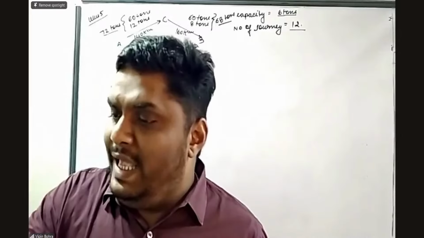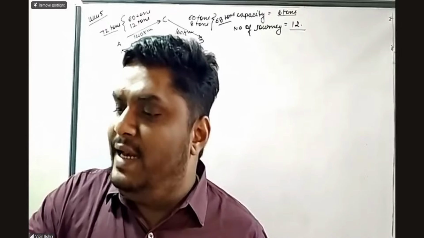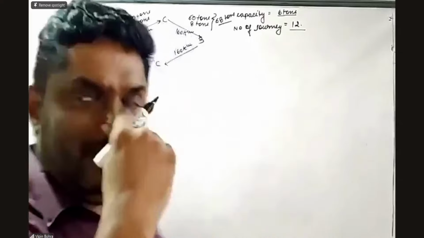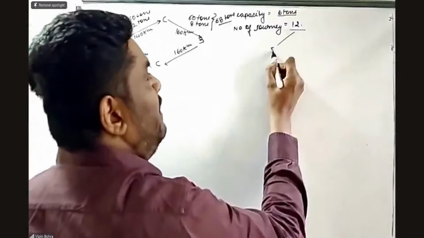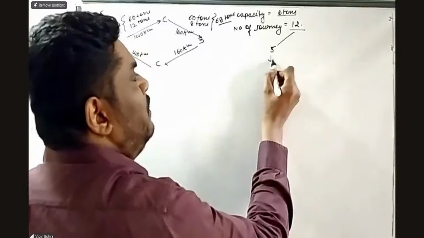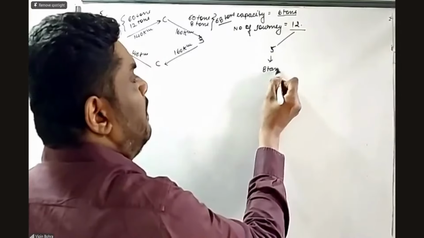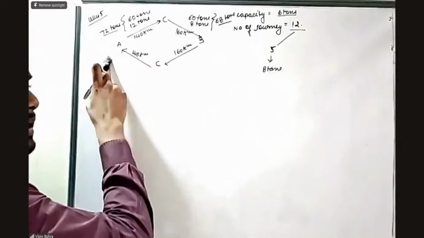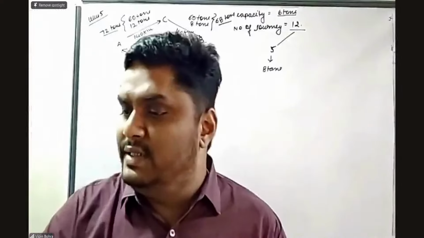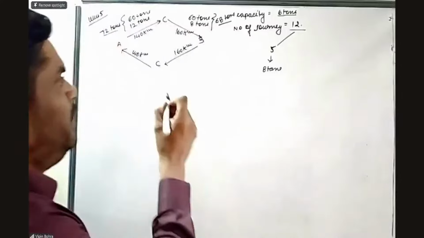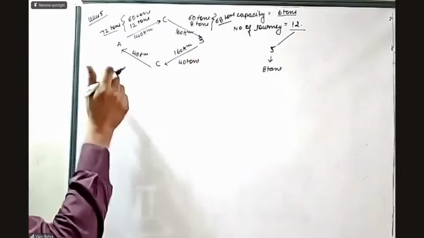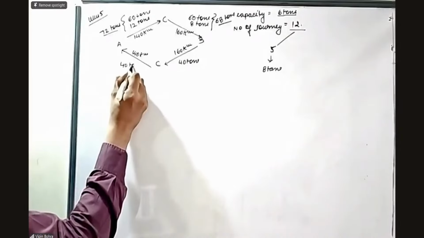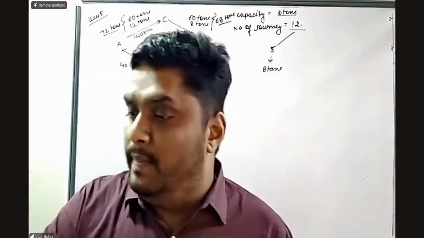So B to A, 5 journeys, they carried a load of 8 tons. Out of 12, in 5 return journeys, they carried a load of 8 tons. From B to A, nothing, no offloading at city C. So 8 fives are 40. 40 tons. From B to C and C to A also 40 tons. So in short, B to A, they carried a load of 40 tons.